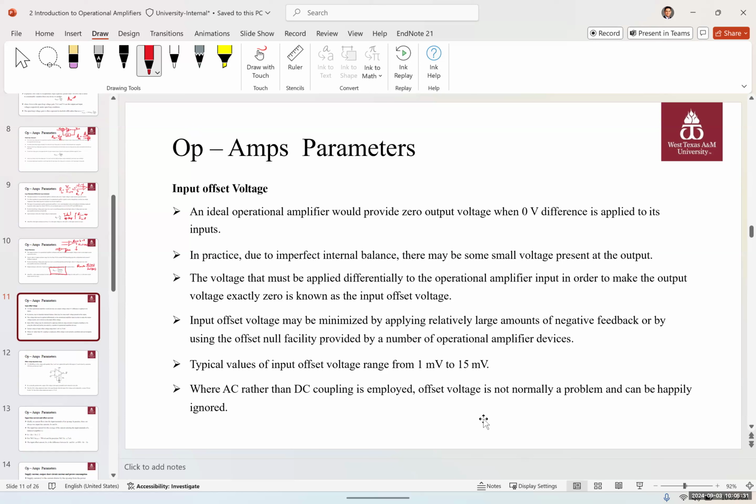So this is one way: to apply some voltage to the input offset node. In some systems, we don't have that. What we can do is give a relatively large negative feedback to the system, and that could, to some extent, fix the problem, or the other way to do it is to use the offset null pins. Typical values of input offset voltage range from 1 millivolt to 15 millivolts. This is for 741.